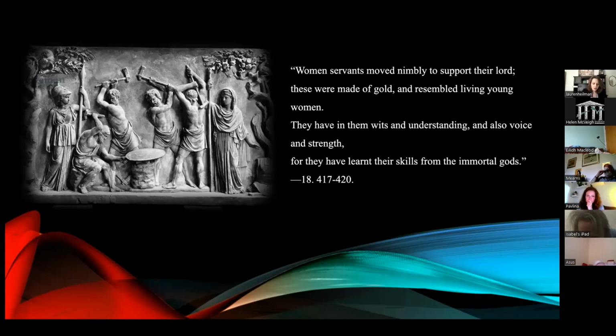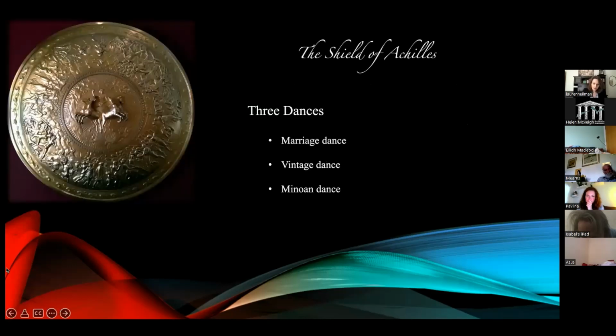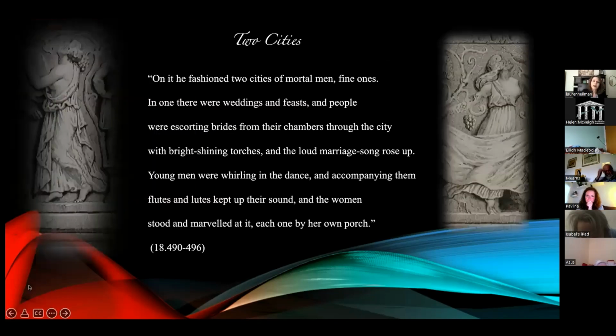And dance is one of the fullest human expressions of that movement. Now, on the shield of Achilles, there are 3 major dances that are depicted: a marriage dance, a vintage dance, and a festive Minoan dance. These 3 distinct dances offer suggestive insights into the role of Achilles in the Iliad and into the larger framework of the poem. 13 lines into the description of the shield, Hephaestus constructs a wedding.